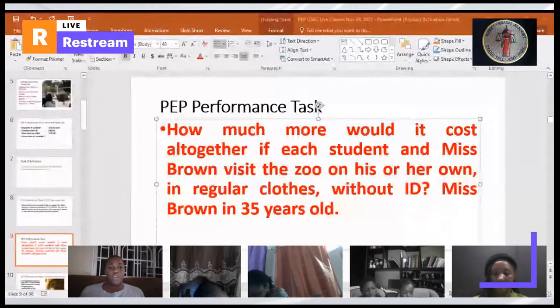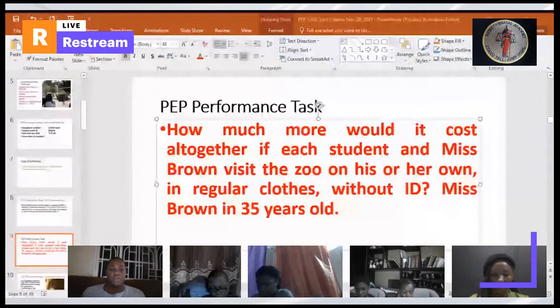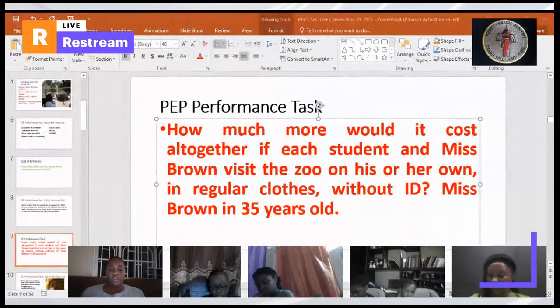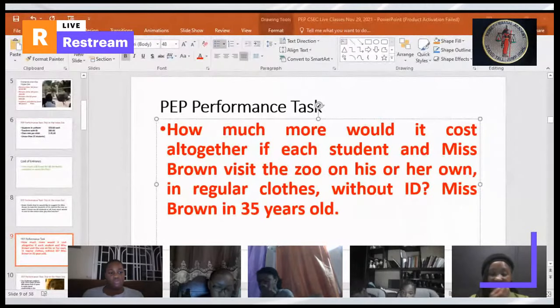Miss, in total, I got 2,200, and when I subtract 1,520 from it, I get 680. So it would be $680 more than Jerry's class, they would have saved $680. That's his final answer. Is there any other answer?